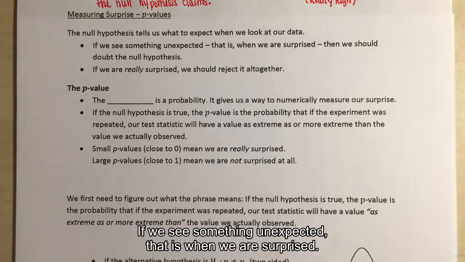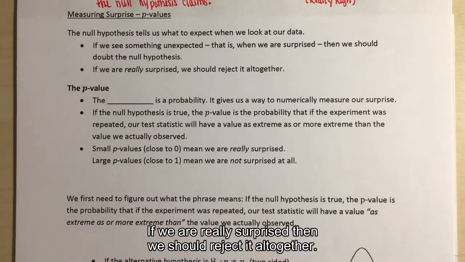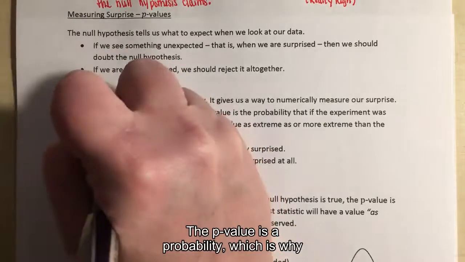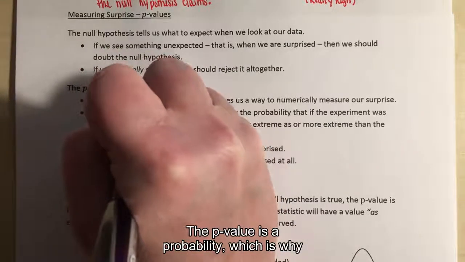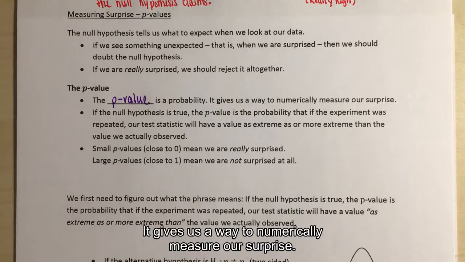If we see something unexpected, that is, when we are surprised, then we should doubt the whole null hypothesis. If we are really surprised, then we should reject it altogether. So the p-value is a probability, which is why we use the letter P, right? Because it's a probability, it gives us a way to numerically measure our surprise.